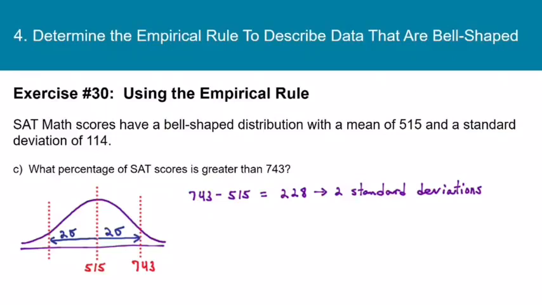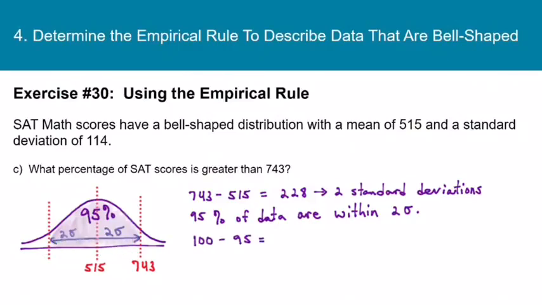The empirical rule says that approximately 95% of the data lie within 2 standard deviations of the mean. Keep in mind that we're trying to find out what percent of the data are greater than 743. What we know right now is that 95% of the data are between these two numbers. That means that 5% of the data are not between those two numbers. So the area in both tails together represents 5% of the data.